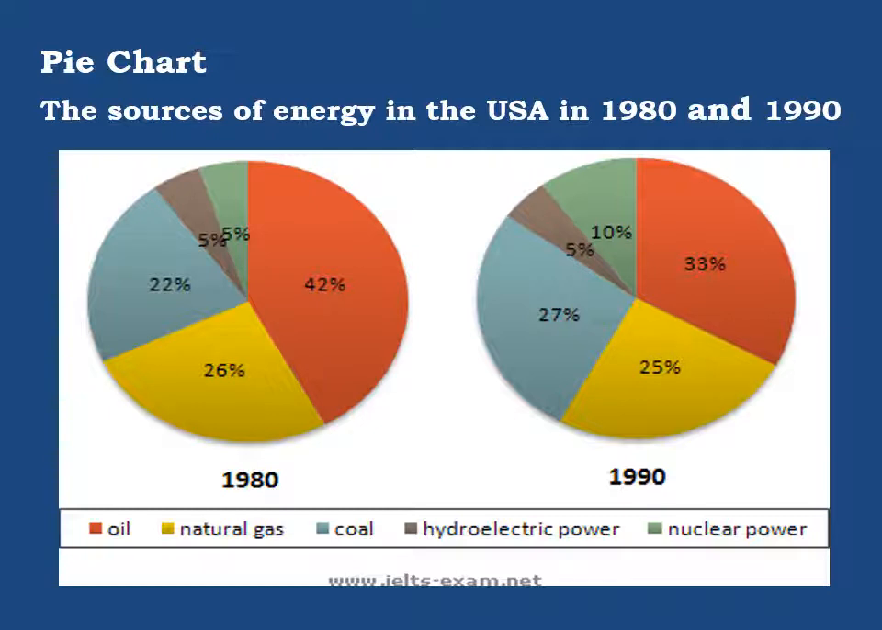If you look at the charts now, we have the years 1980 and 1990. And within the charts, we have percentages. And again, we discussed this before. We said that usually pie charts are used to represent percentages. And you can see the proportions or the segments that we talked about are represented in different colors. And at the bottom, we have the key, which represents the sources of energy, starting with oil, natural gas, coal, hydroelectric power, and nuclear power.